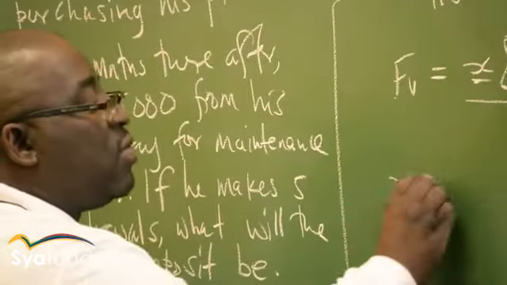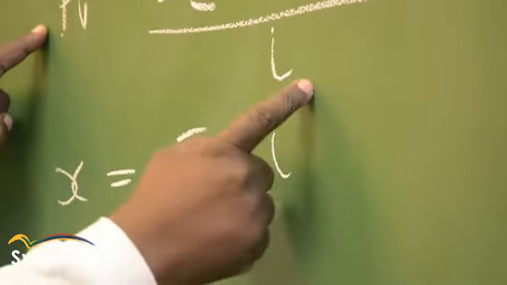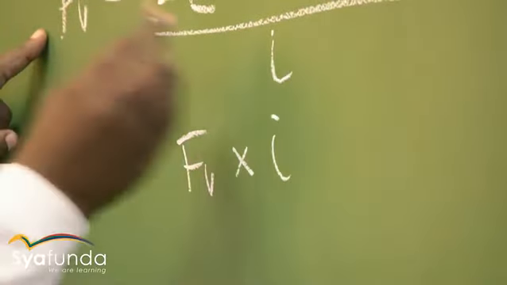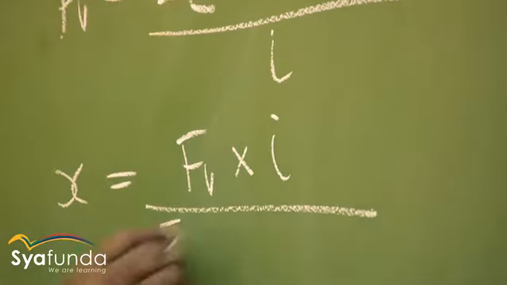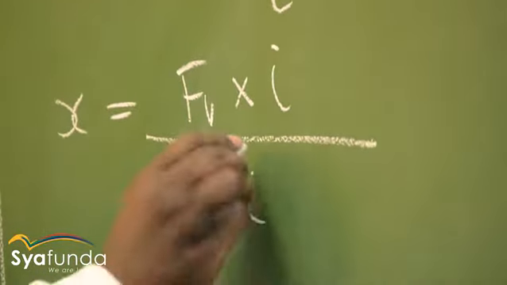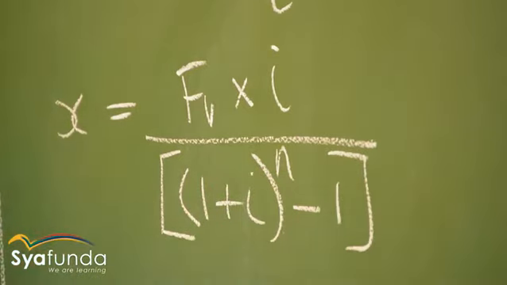So our installments will then be equal to the future value times the interest rate. I've taken this one to this side, and then I divide it by that whole bracket. This is all over 1 plus i raised to the power n minus 1. This is the formula to find the installments.